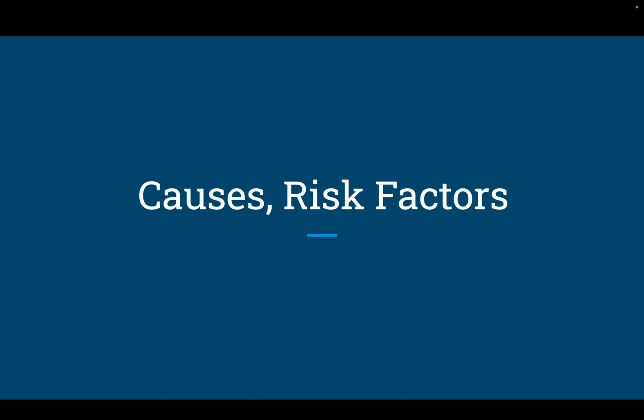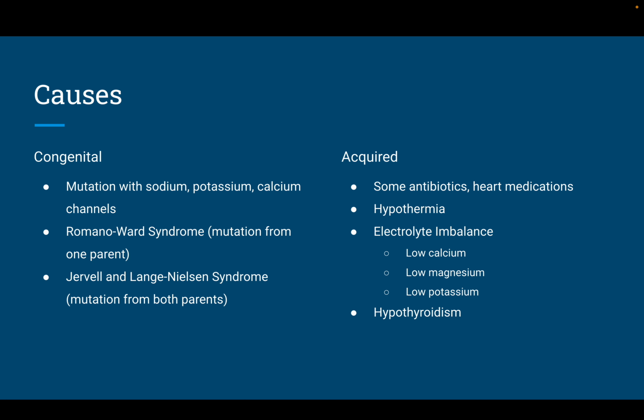So causes and risk factors. There are two ways to develop prolonged QT syndrome. It's either congenital, you're born with it, or you acquire it. Congenital conditions are mutations that we see within the sodium, potassium, and calcium channels. Like we talked about already in the earlier slides, a gain of function with a sodium or calcium channel, or a loss of function with a potassium channel, can cause a lot of chaos in the ventricles.